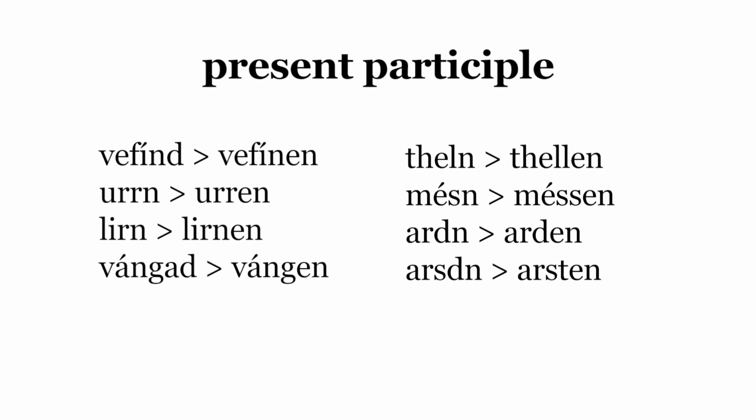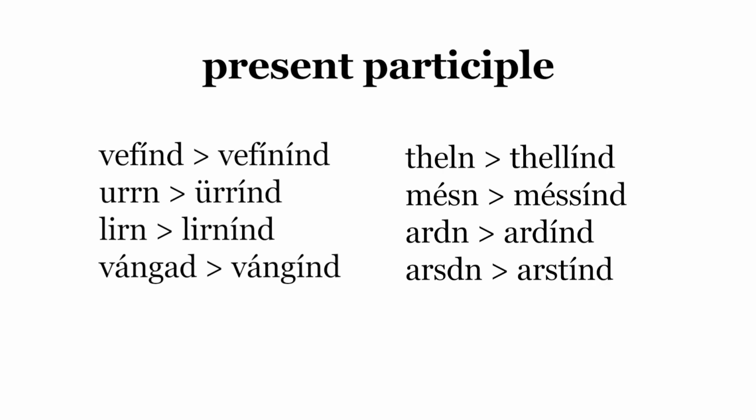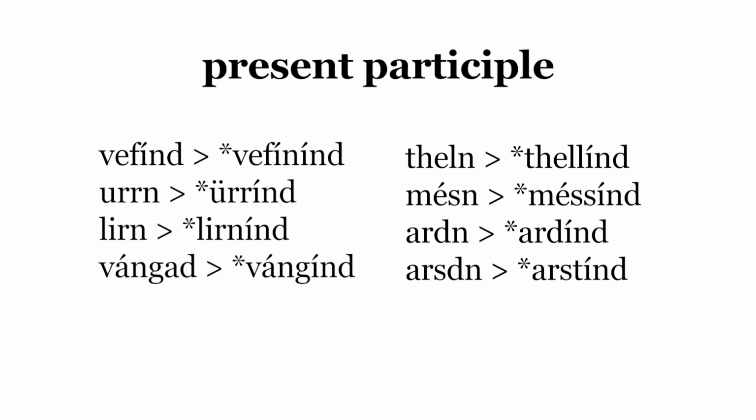Perfect. Now the present participles: the fint to the finnen, worden to worden, leon to leonen, venga to vengen, salon to salon, mason to mason, arden to arden, aston to aston. Follow the process we did in past participle, delete en and add int. So the finnen to the finnint, worden to wordint, leonen to leonint, vengen to vengint, salon to salint, mason to masint, aston to astint.